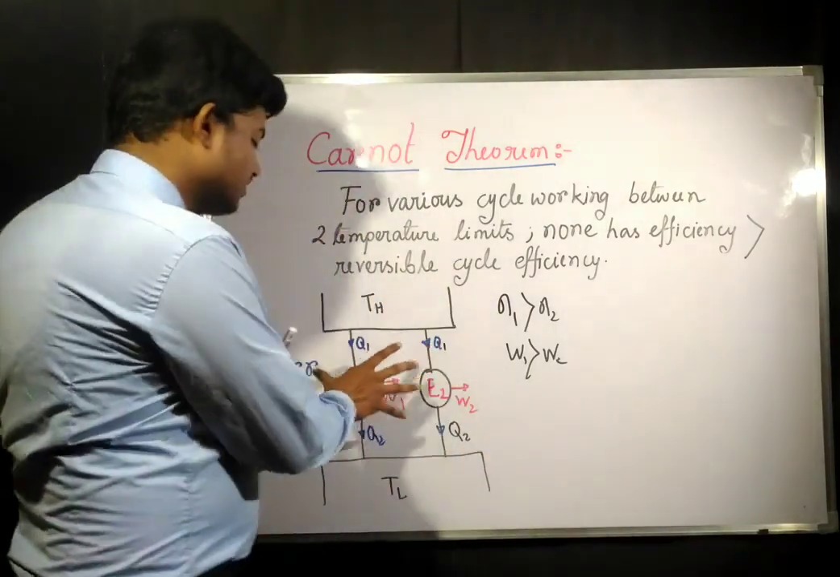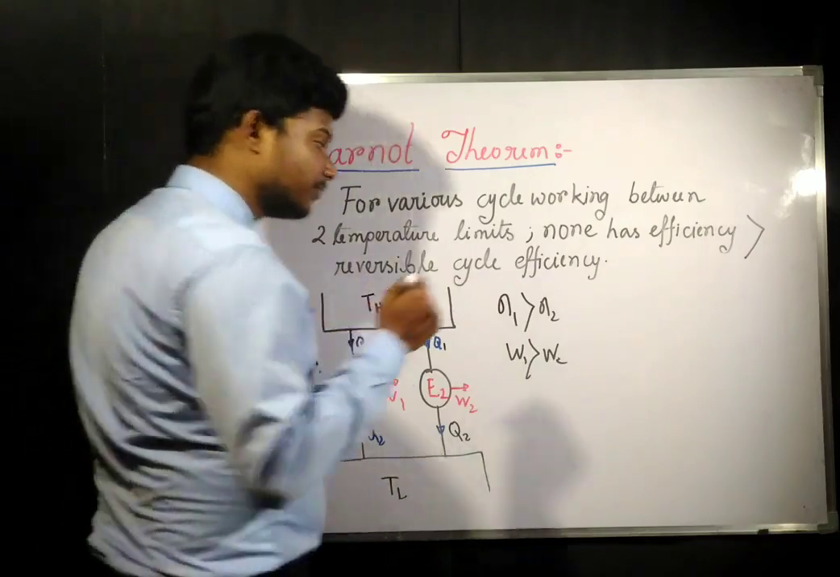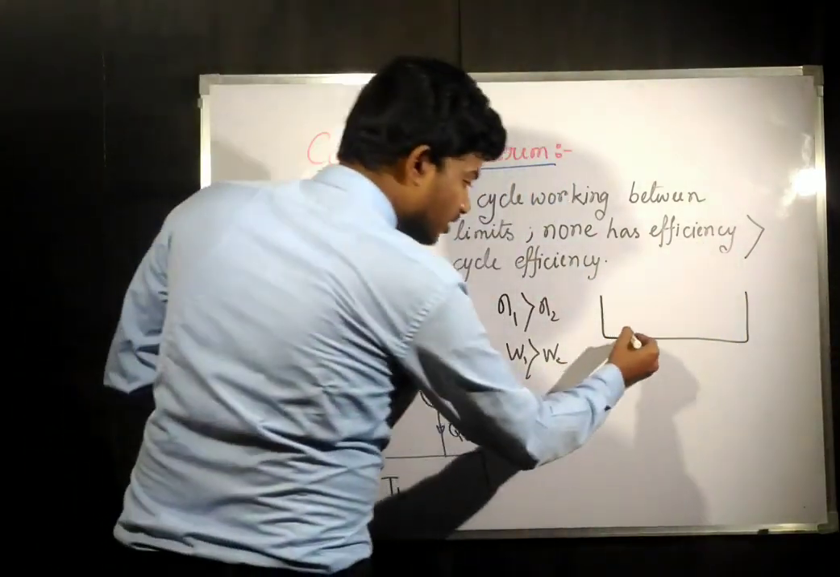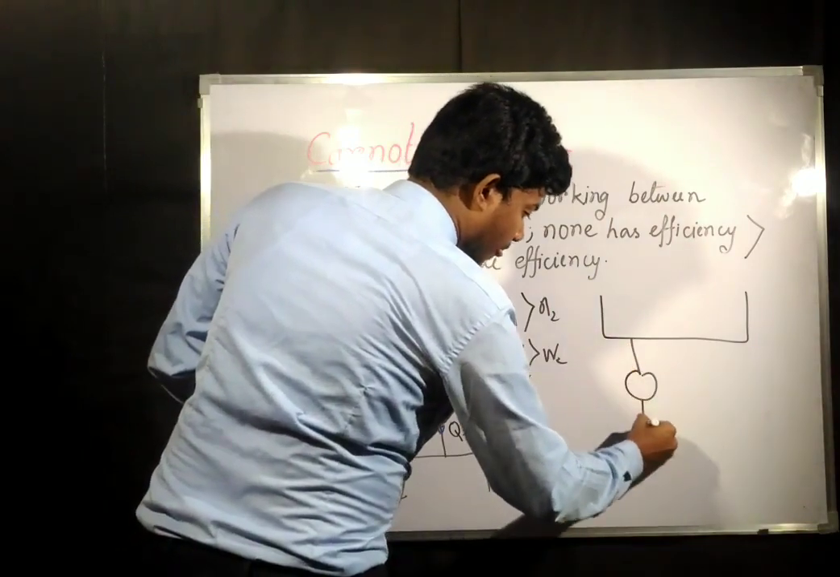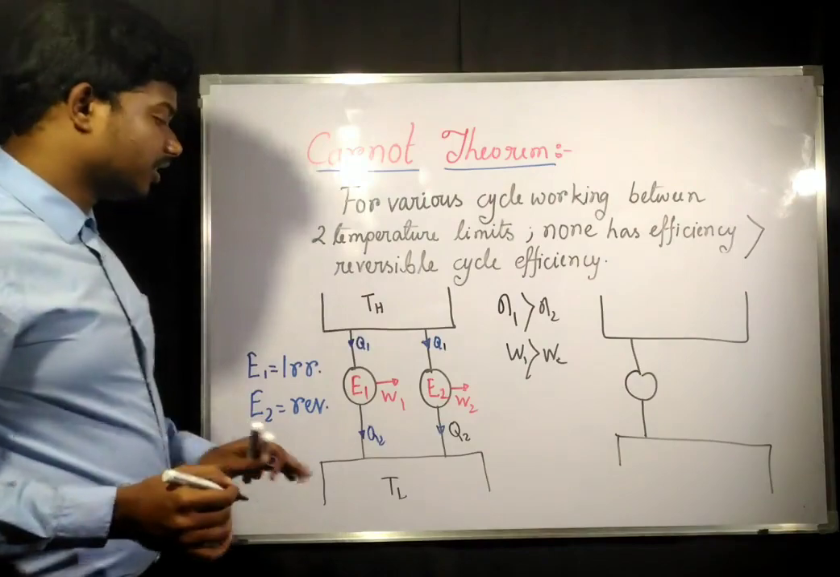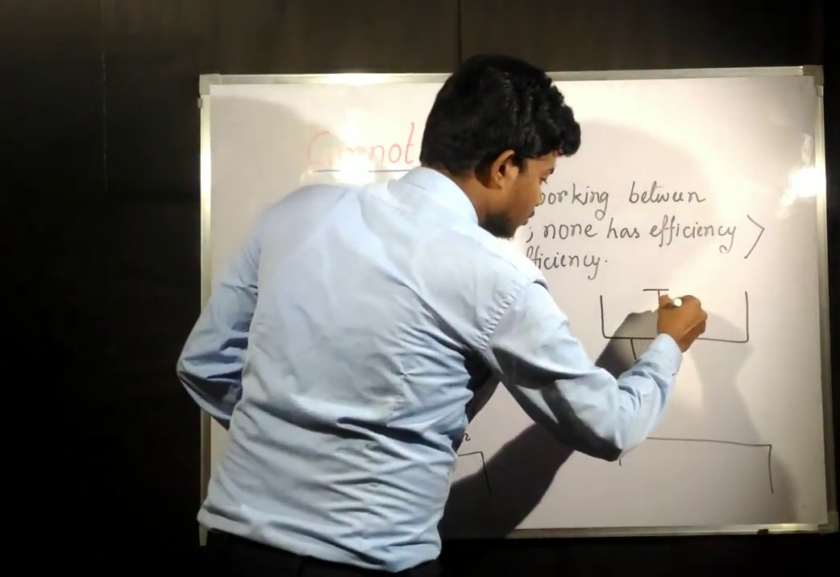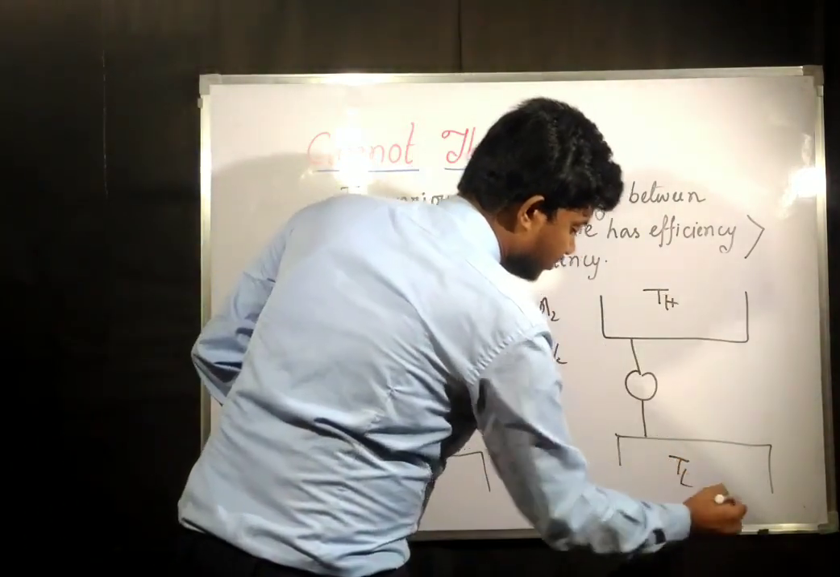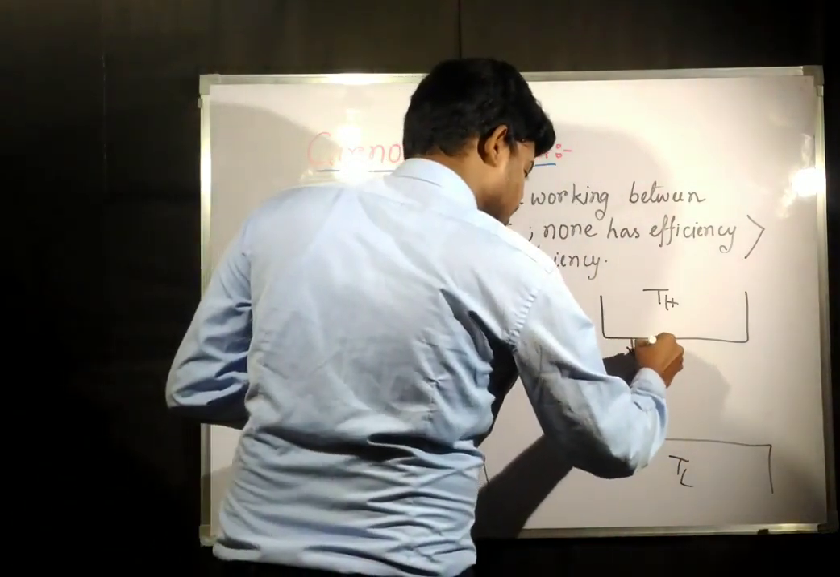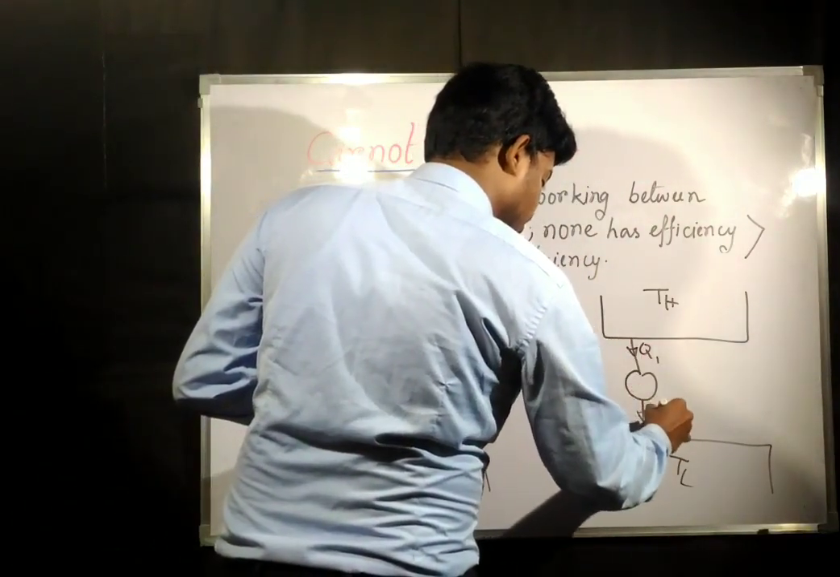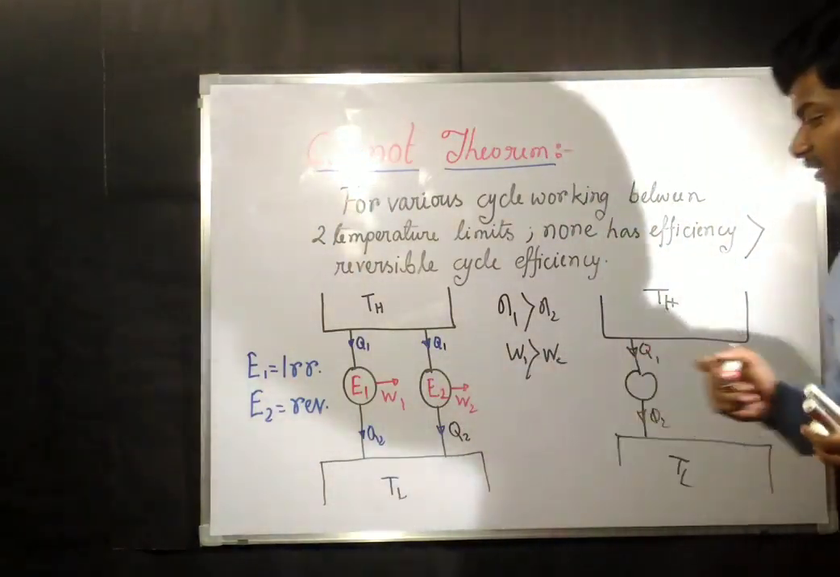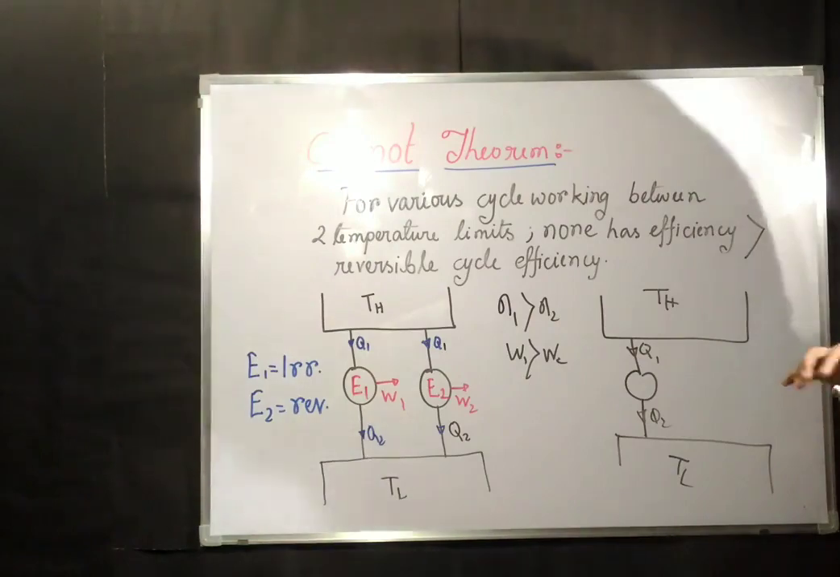Now in the next case, let us draw this again. Okay, so this is going to be our same. Okay, so this is the same temperature source with TH temperature. This is the same temperature sink with TL temperature, and here Q1 is coming and here Q2 is coming. Now this one is reversible. Engine 2 is reversible.